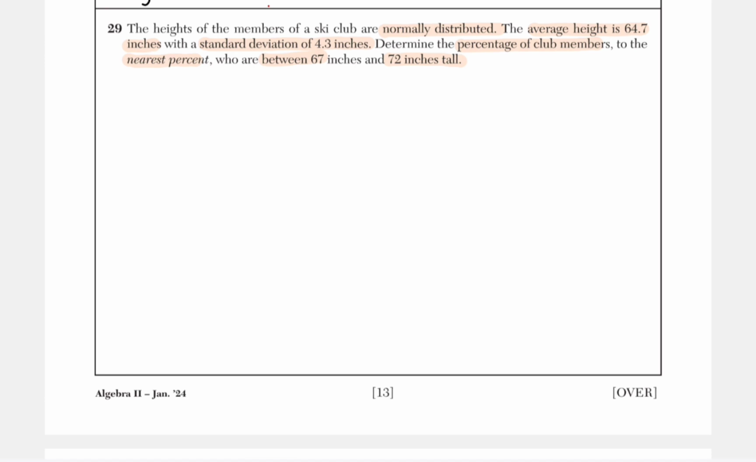Well, if we recall, when things are normally distributed and we want to see the percentage between two values, we can use normal CDF on our calculator. And in order to use your calculator and get points, you need to write all the work that I'm showing you at this moment. So you're going to write normal CDF, and first you're going to write your lower bound, and you're going to label the lower bound. And our lower bound is going to be 67 inches.